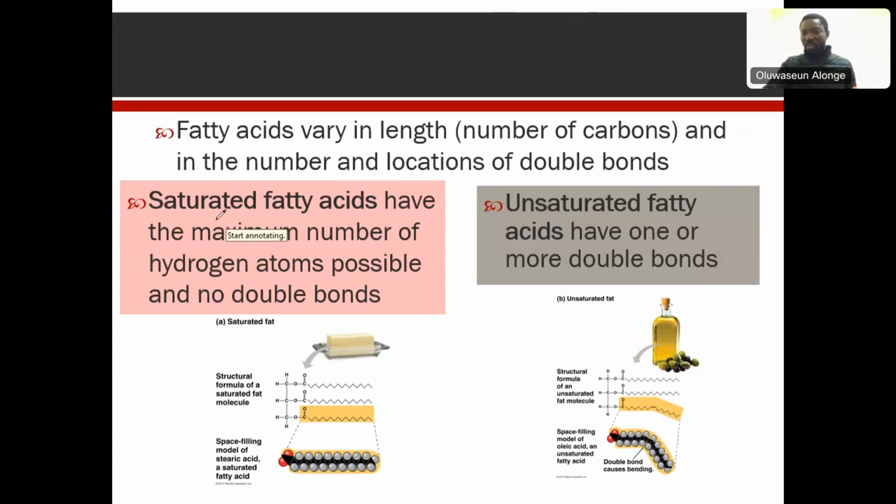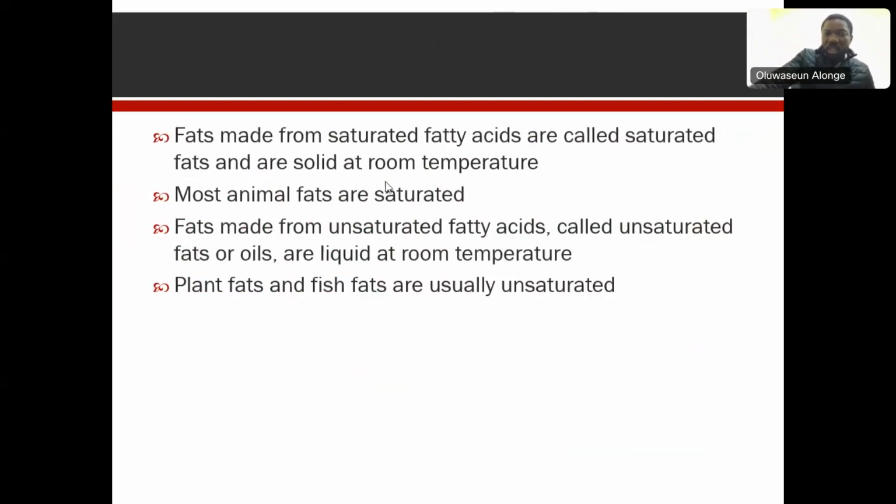Unlike these, fatty acids that are unsaturated, that are from plant source, are easy to digest. That's why you notice that they don't solidify at room temperature. Now, fats made from saturated fatty acid are called saturated fats and are solid at room temperature. Most animal fats are usually saturated, and that means they are filled with single bonds. They are difficult to digest, and they are not as healthy.